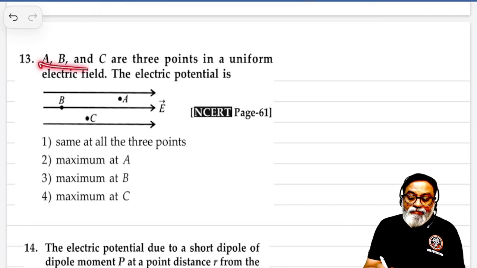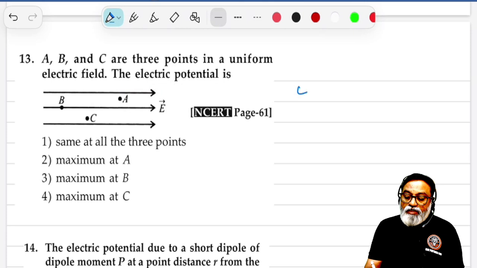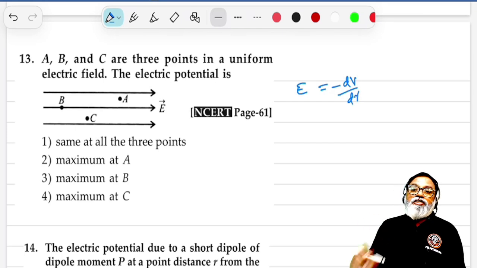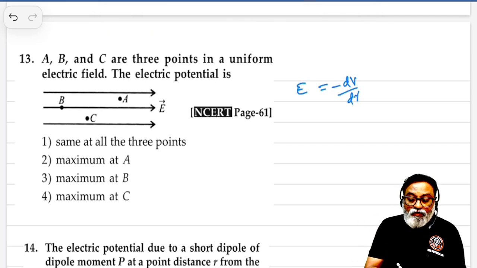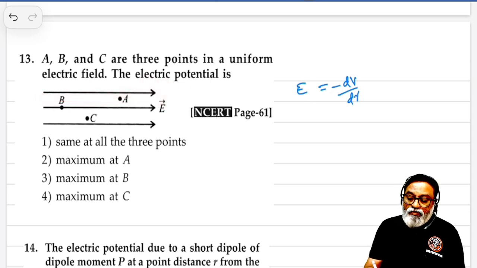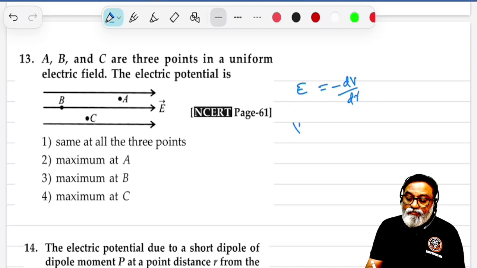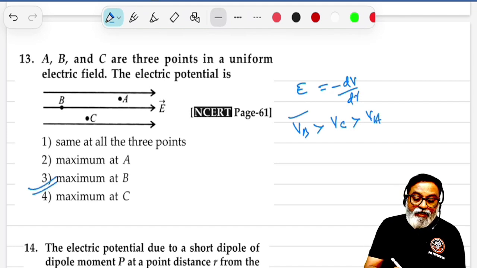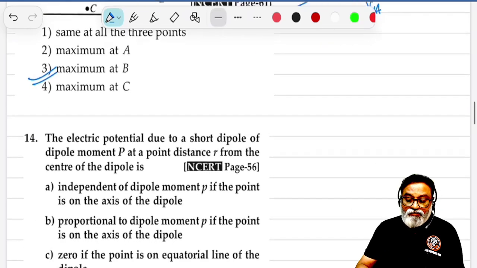See here. A, B, C are 3 points in a uniform electric field, then electric potential. So here E is equal to minus dV by dr. Means the electric field is acting in the direction of decrease in potential. Therefore, the electric field direction is like this; in the direction of the field intensity, potential decreases. Therefore, potential at B is maximum, then potential at C, and after that potential at A. Therefore, B has the maximum potential. Therefore, the third one.